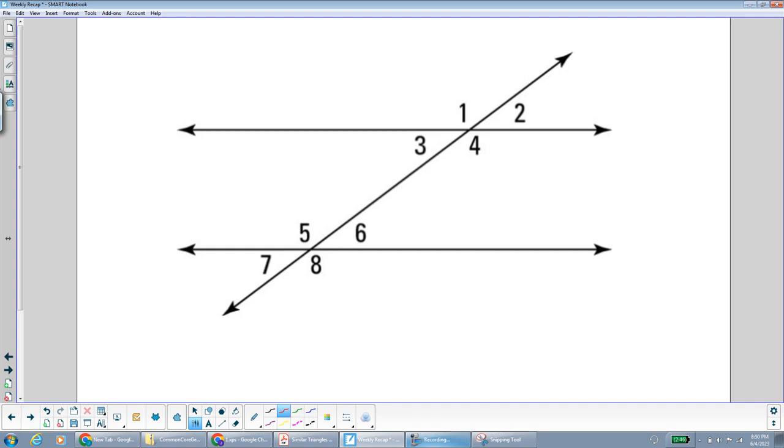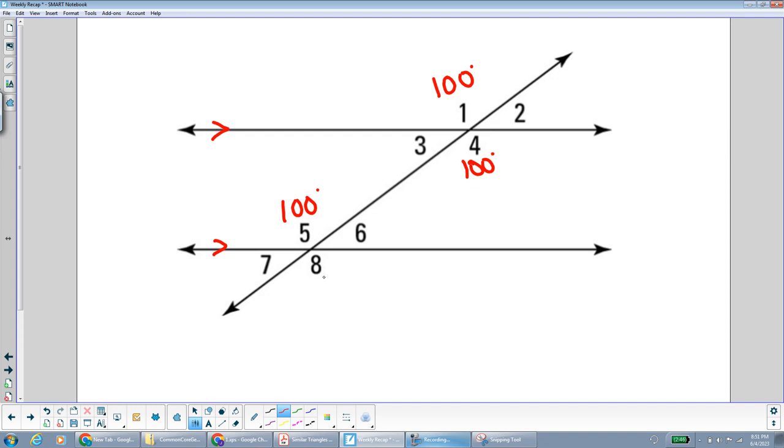When we have parallel lines cut by a transversal, if you know just one of the angle measurements, you can figure out the rest of the angle measurements using our angle relationships. For example, if angle 1 is, let's say, 100 degrees, then angle 4 also has to be 100 degrees due to vertical angles. Angle 1 and angle 5 are corresponding angles, top left, top left. So angle 5 also has to be 100 degrees.